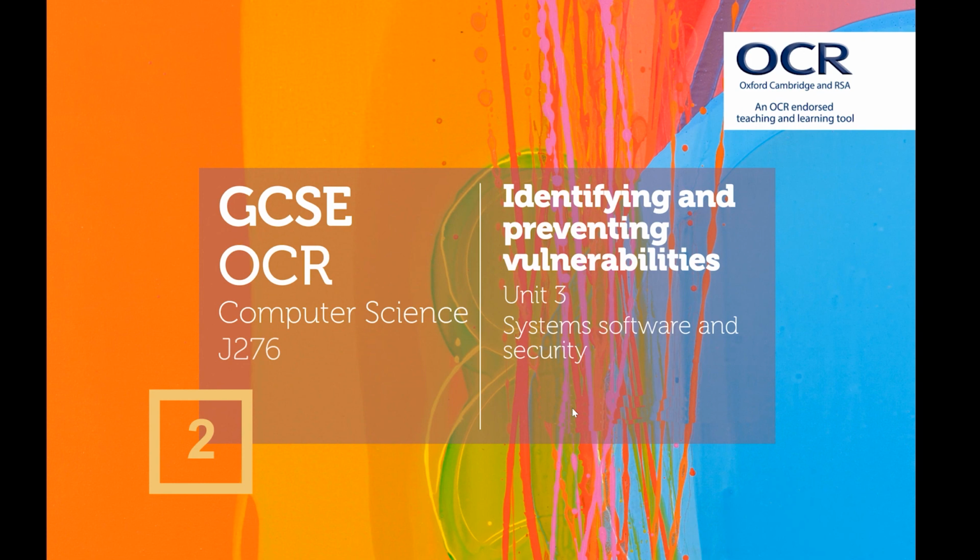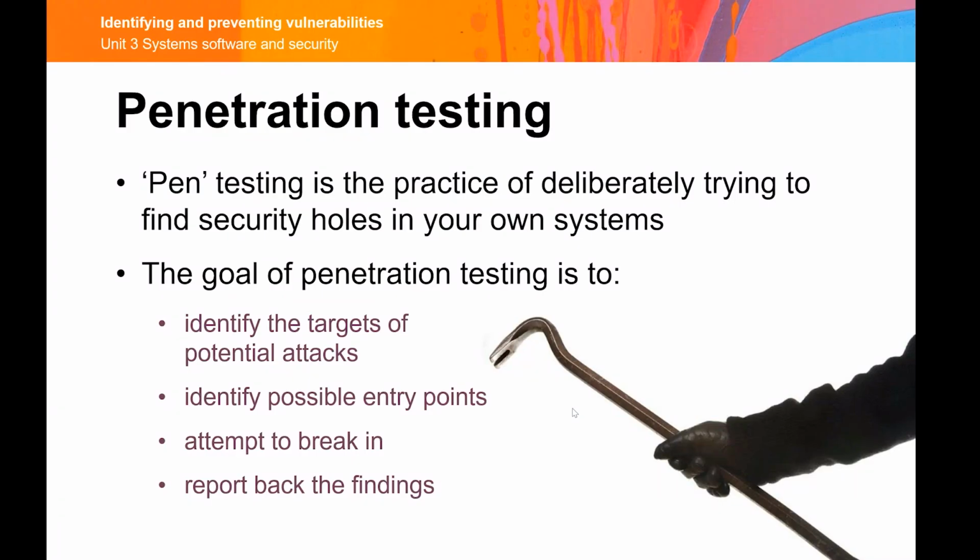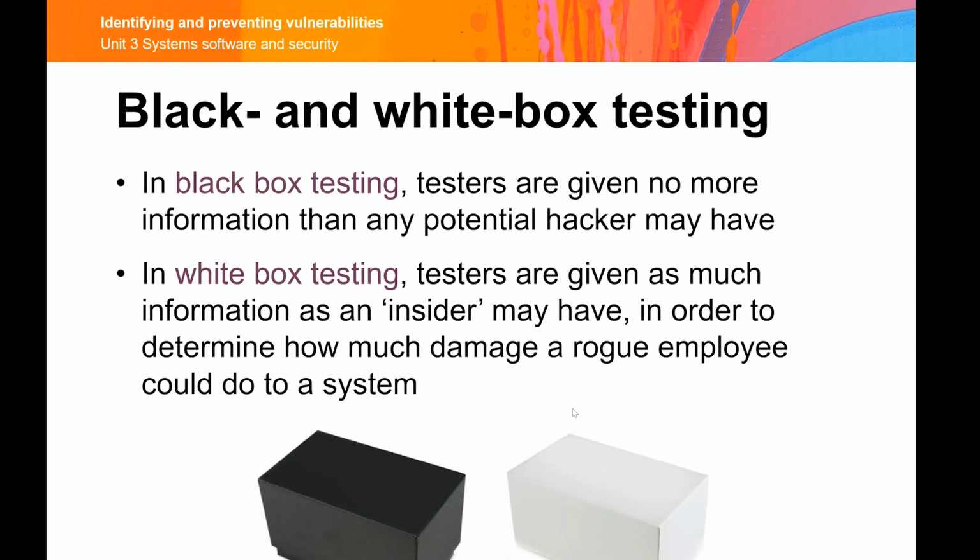So this is a quick presentation to show identifying and preventing vulnerabilities from Unit 3 of the GCSE OCR course. Here are the objectives. Here is a page on penetration testing. Here is a page on black and white box testing. Now I'm going to close the presentation at that stage.